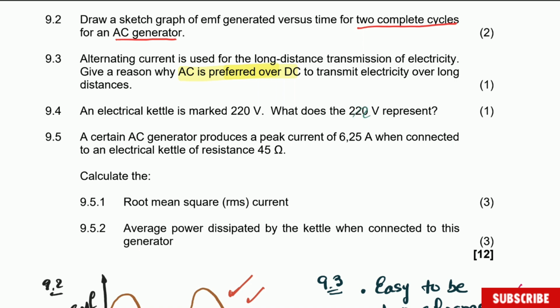And you must know that 220 volts represent the root mean square. That is V root mean square. I'm going to write it with a symbol. It is not the maximum voltage. It is the root mean square voltage. And just for saying that, you get another mark.